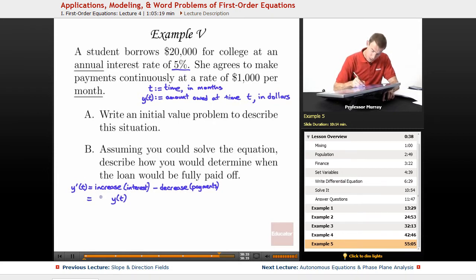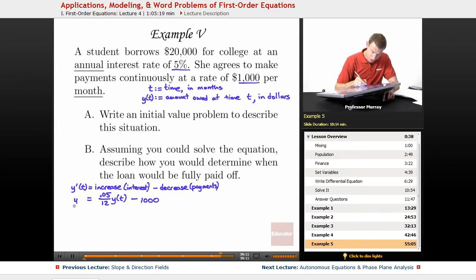So 5% is 0.05, but we're measuring things in terms of months. So every month her interest rate would be 1/12 of that. So I'm going to put 0.05 divided by 12 there. That reflects the monthly interest rate would be 0.05 divided by 12. And then the decrease is coming from her payments. Now the amount of payments she's making is $1,000 per month, so I'll put minus 1,000 here.